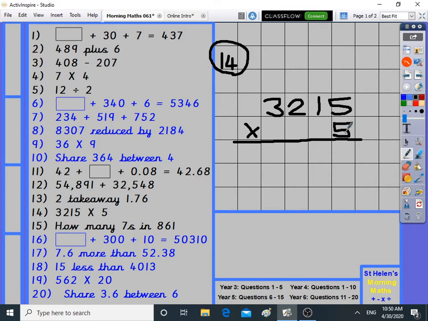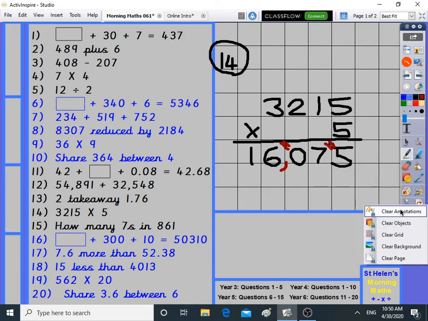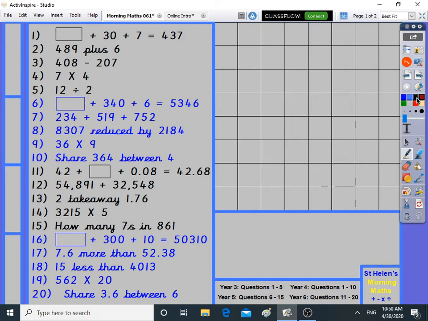3,215 times 5. 5 times 5 is 25. 5 times 1 is 5, plus 2 is 7. 5 times 2 is 10. Carried a 1. 5 times 3 is 15, plus 1 is 16. See if you can say that number before I tell you in a few seconds. 16,075. Commas go 3 from the end if you use them. Might cross out these little ones so I don't accidentally say those or anything. 16,075. Number 14 finished. We'll be on number 15.